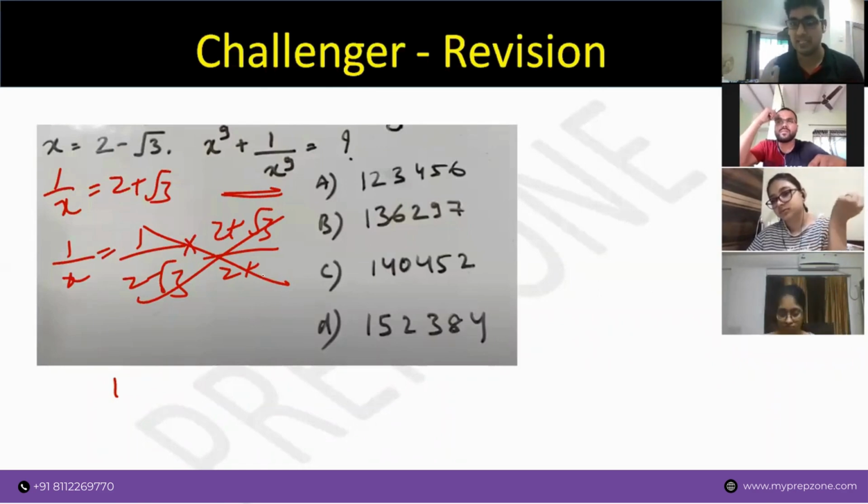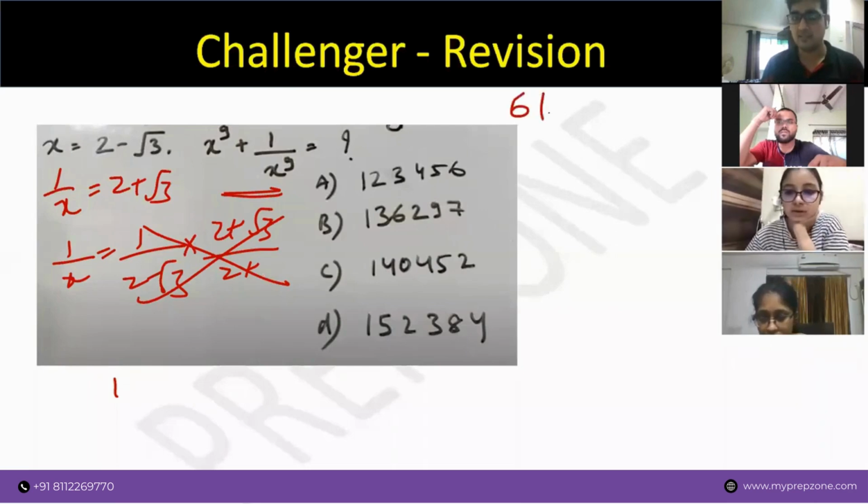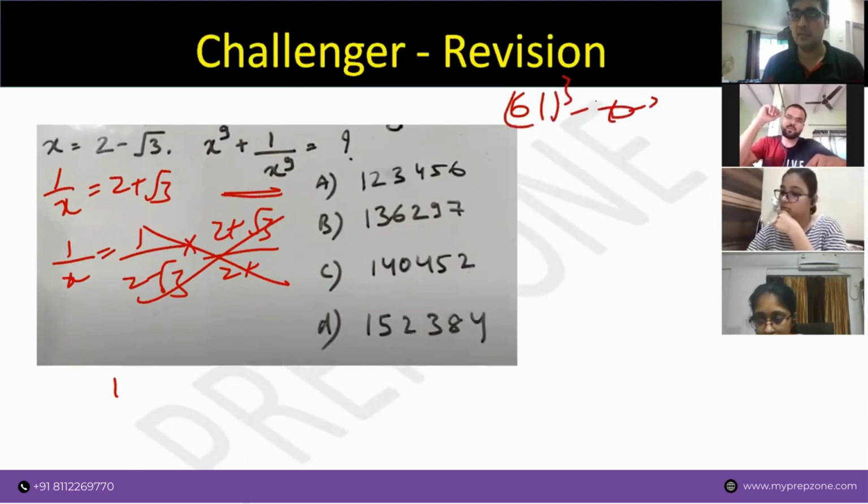You need to find x to the power 9 plus 1 by x to the power 9. You just take cube. 4 cube minus 3, and then again take a cube. So 4 cube is 64 minus 3, 61. Right? 61, and then again a cube. 61 cube minus 3. Okay, wait. I think I made a mistake.